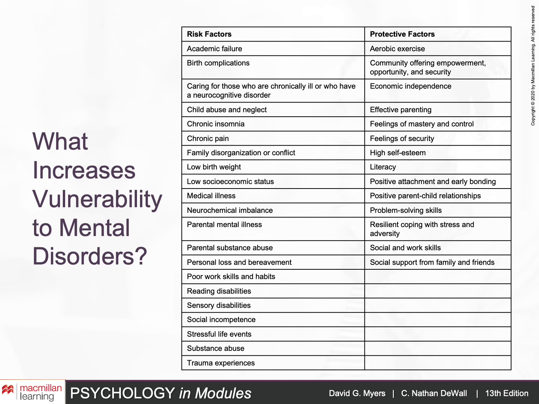But there are also a lot of protective factors, right? So for example, aerobic exercise and general physical health can sometimes protect against mental illness, as can effective parenting and economic dependence, and even things like literacy and social and occupational skills can protect against mental illness, as can social support from one's network of either family or friends.